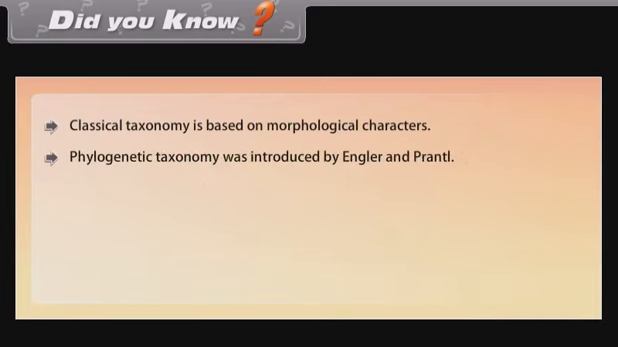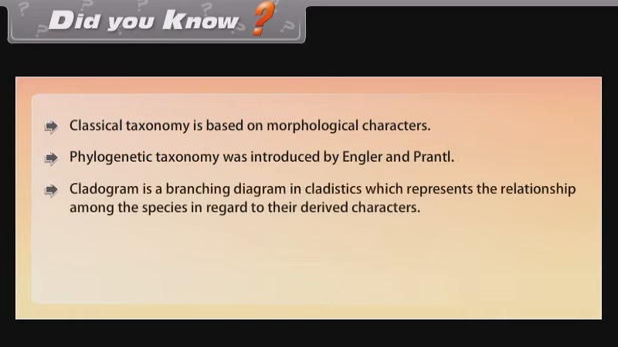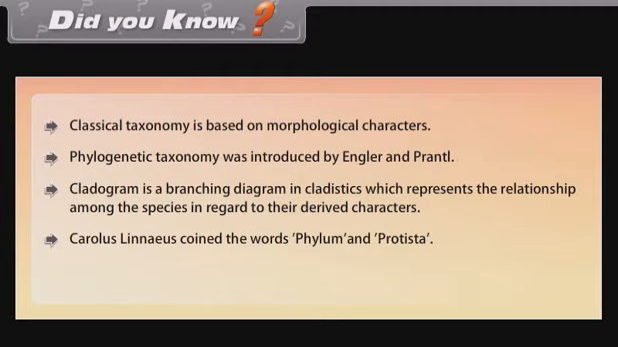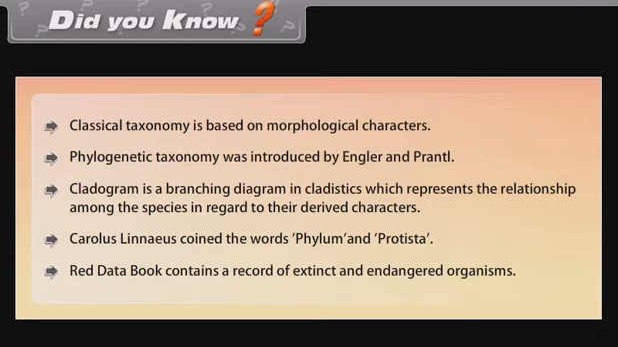Did you know classical taxonomy is based on morphological characters? Phylogenetic taxonomy was introduced by Engler and Prantl. Cladogram is a branching diagram in cladistics which represents the relationship among the species in regard to their derived characters. Carolus Linnaeus coined the words phylum and protista. Red Data Book contains a record of extinct and endangered organisms.